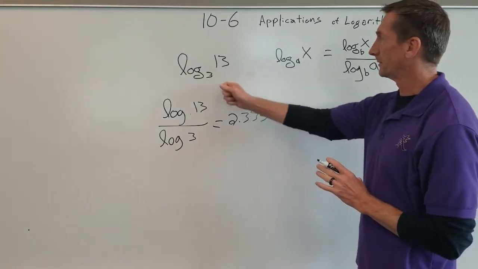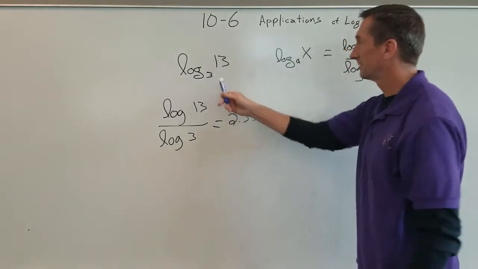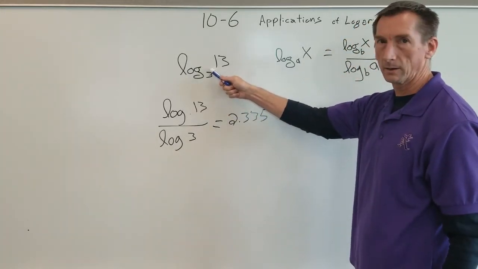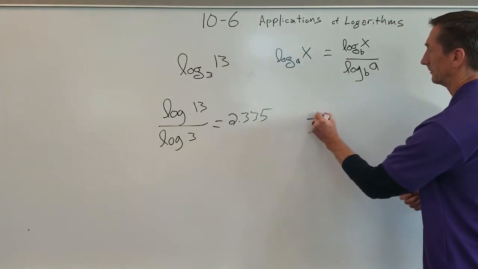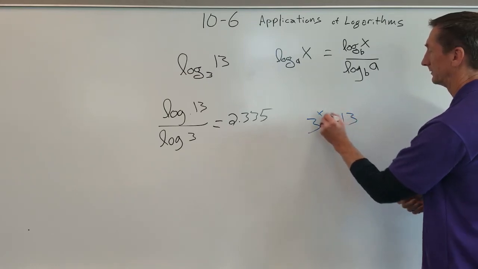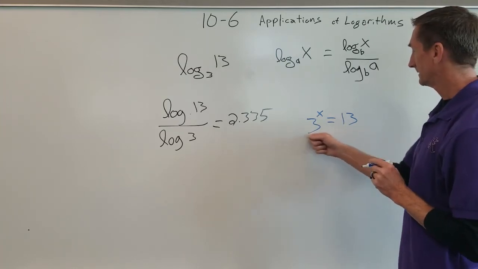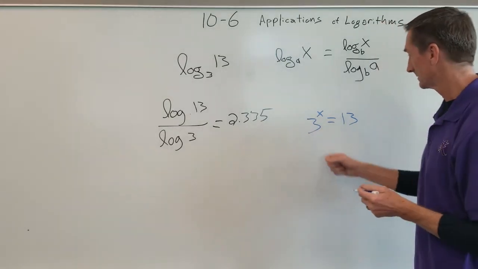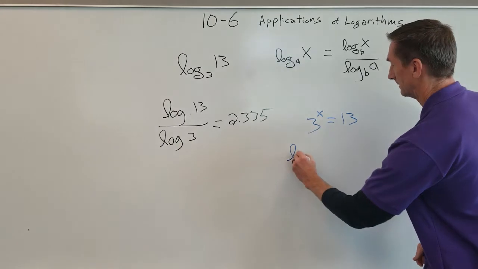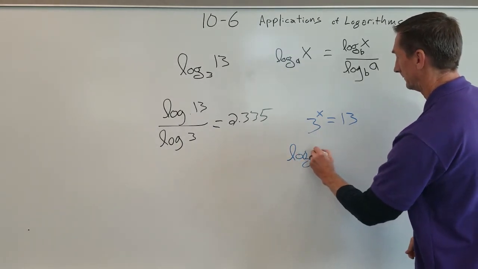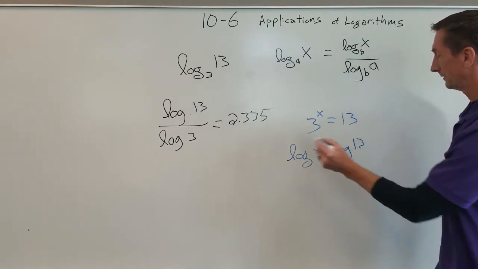When I'm looking at a problem like this, I'm thinking, I'm taking a 3 and I'm raising it to some power, and that's going to give me a 13. Okay, so let's look at that. 3 raised to some power x is equal to 13. Now I've got the same problem that we've had in previous sections. Just like in that previous problem, I'm going to take the log of both sides. Log of 3 to the x equals log 13.